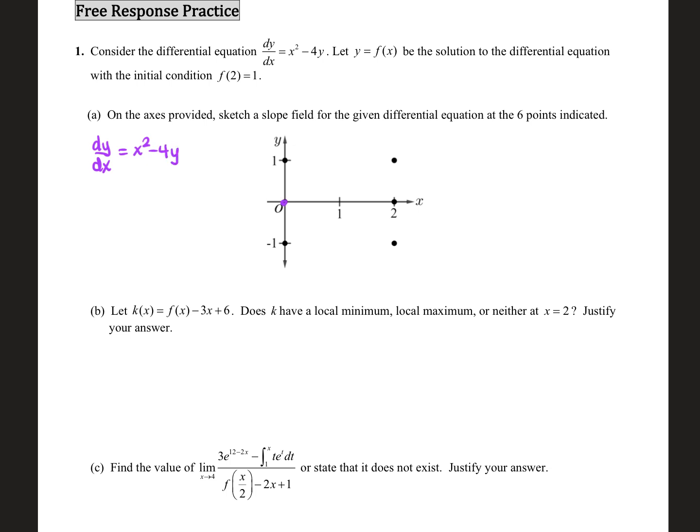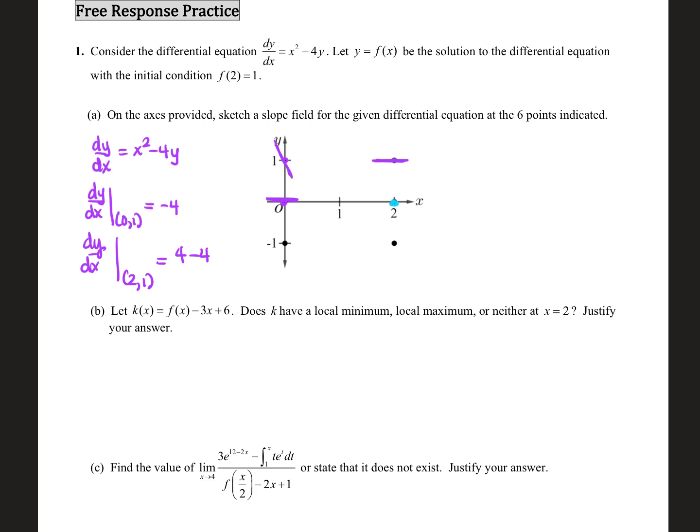The first one is 0, 0. Plugging in 0, 0, we're going to get the slope of 0. Here, this is 0, 1. So dy dx at the point 0, 1 is negative 4. So it's going to be very steep down. Right here, we have dy dx at the point 2, 1. So that would be 4 minus 4. So the slope again is going to be 0 right there.